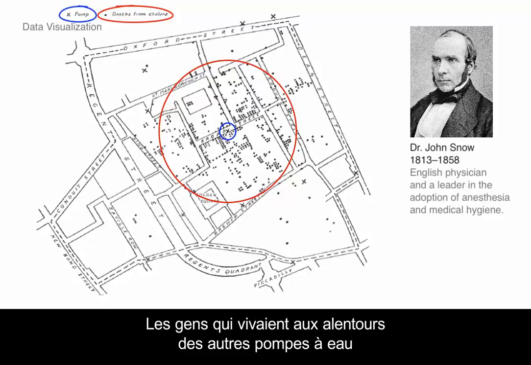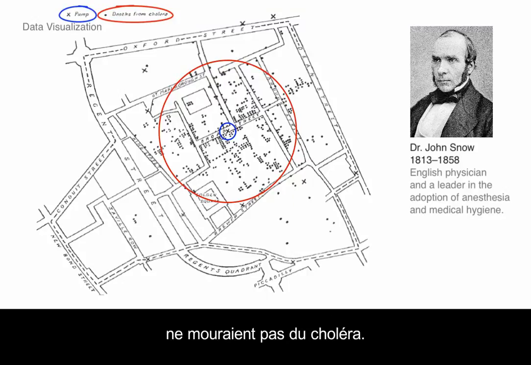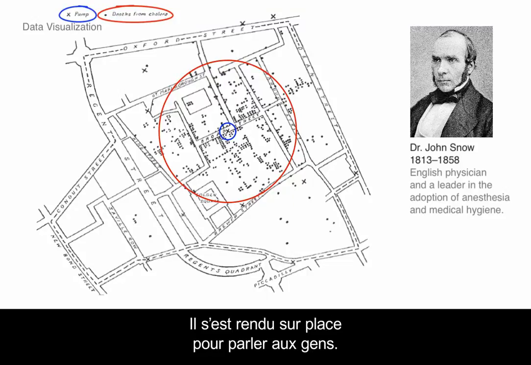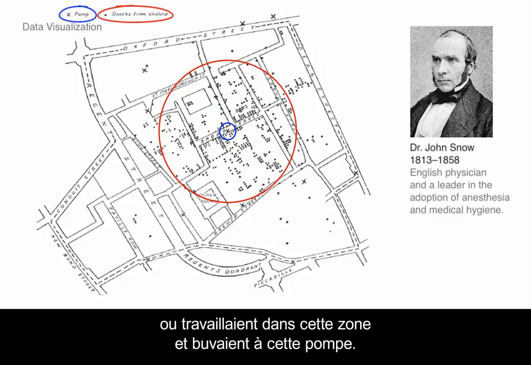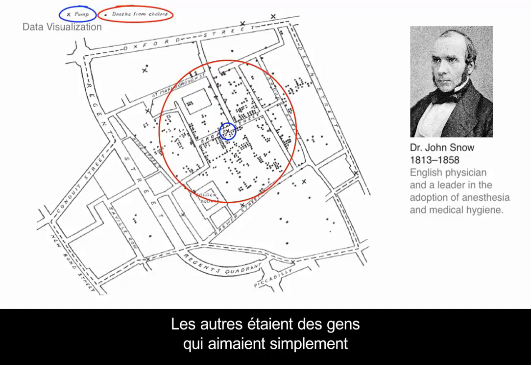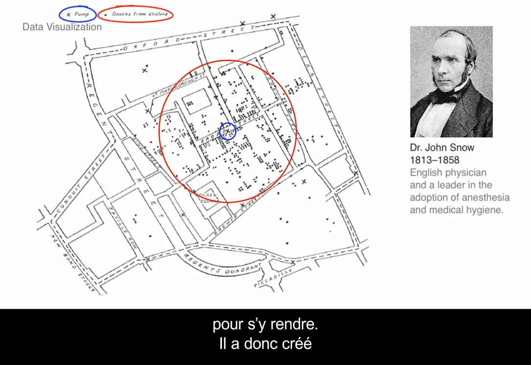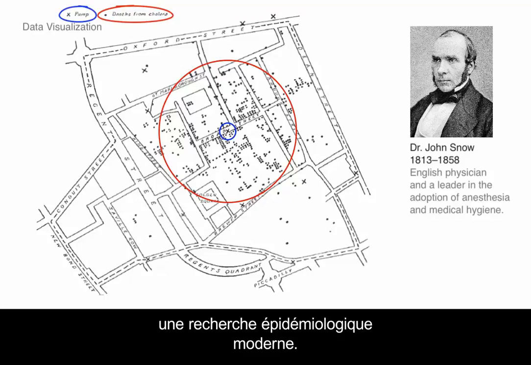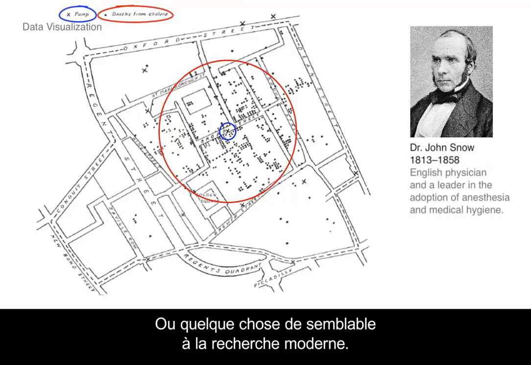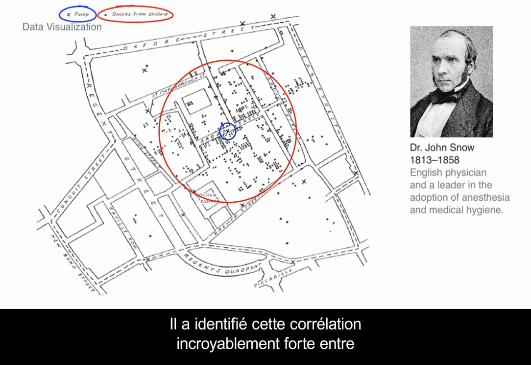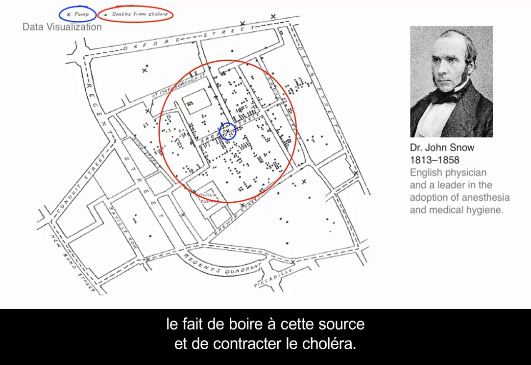The people who lived near the other water pumps weren't dying of cholera. And it turns out he went and talked to people here, because there were some people dying over here. A number of the people in these outlying areas who died were people who either went to school or worked in this area and drank from that pump. Other people just liked the taste of the water from that pump and would go there from farther away. So he basically did modern epidemiological research, or something approaching it, and identified this incredibly strong correlation between drinking from this water source and getting sick from cholera.